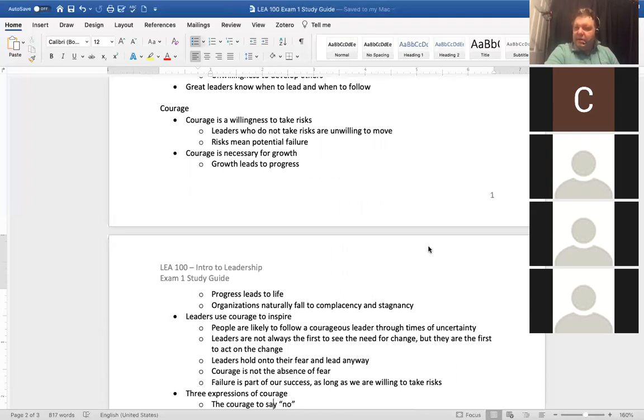Courage is necessary to grow, so is failure. Growth leads to progress. Progress leads to life, bettering yourself. Organizations naturally fall to complacency and stagnancy. We just choose to do the status quo every day. We don't grow. We just get up, do the same thing, or do similar things. And sometimes you realize at some point, I want more than this. I can do more than this. Leaders use courage to inspire.